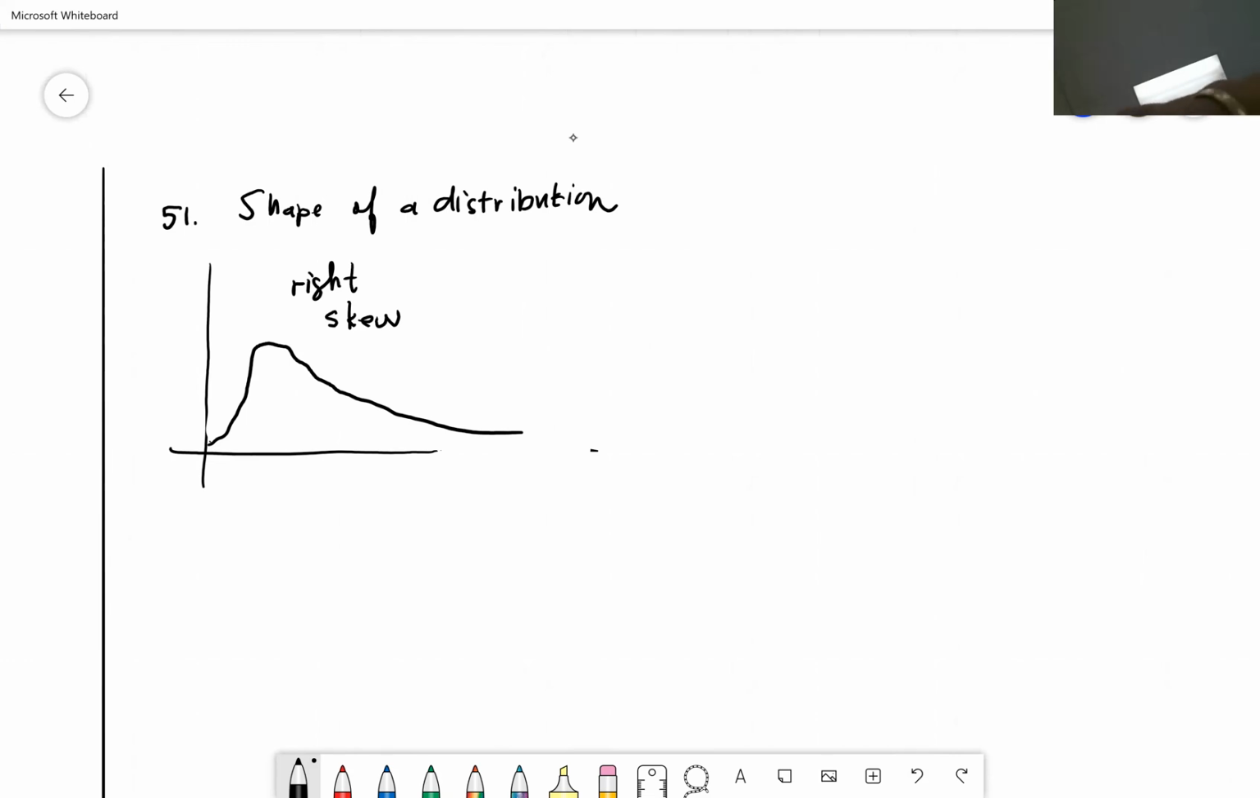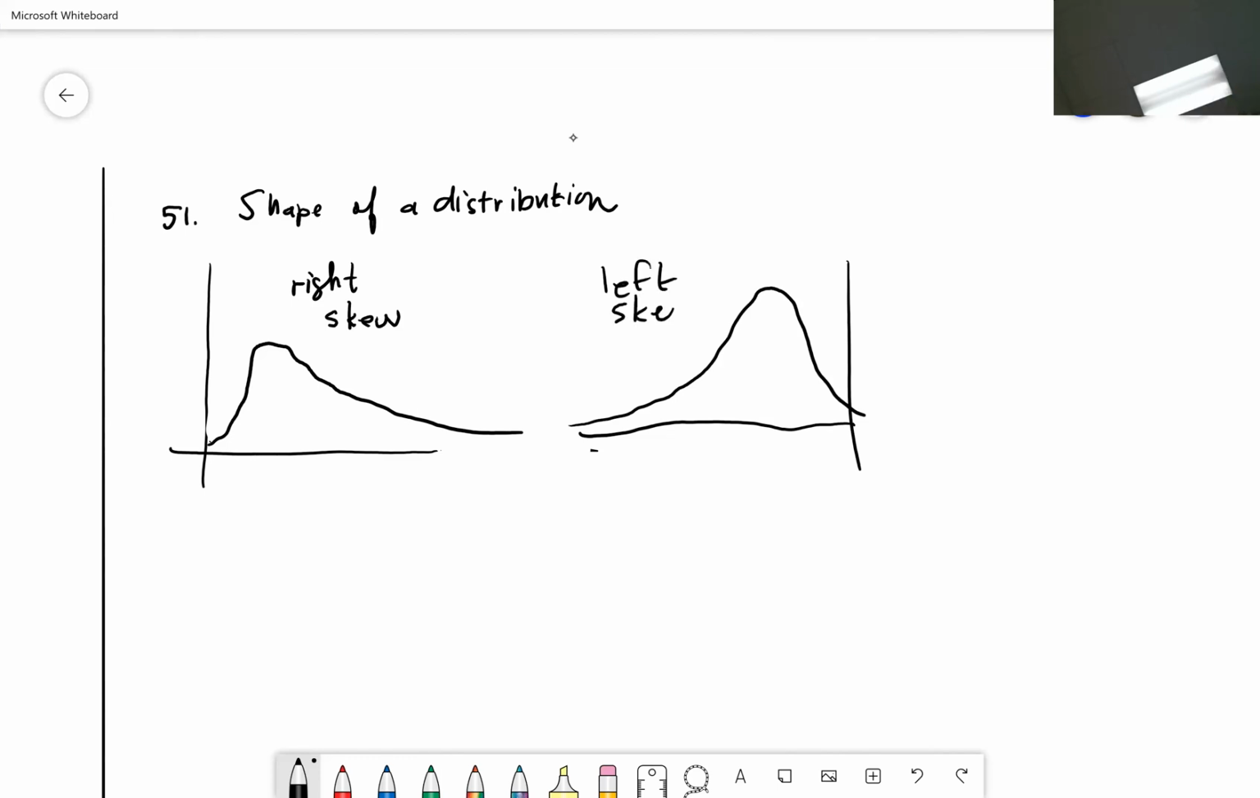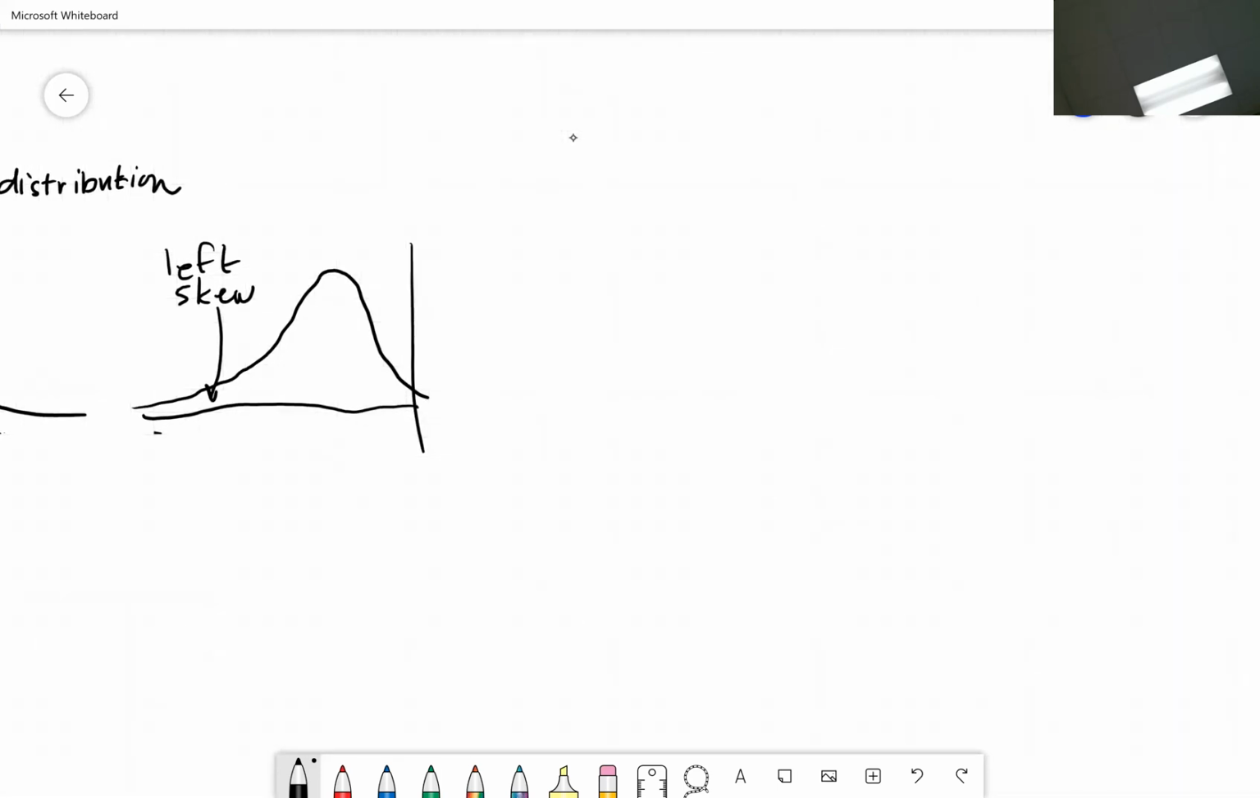But you also can have a skew that's to the left. In other words, the easiest way to tell the skew is you look at where the tail is, the long tail, because there's two tails, but the long tail. And so it could be right skew or left skew, or sometimes could be symmetric.